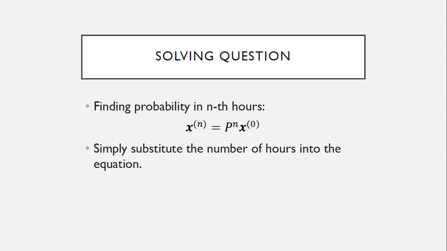Next, P is the transition matrix of the Markov chain. So we already know how to find the probability. What we need to do now is just substitute the number of hours into this equation. Remember that 1 day will equal 24 hours.